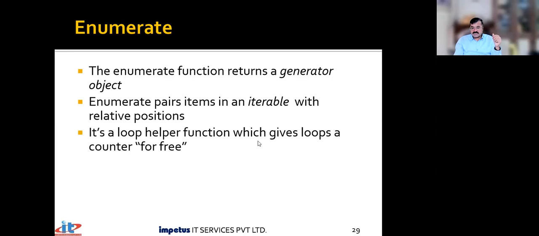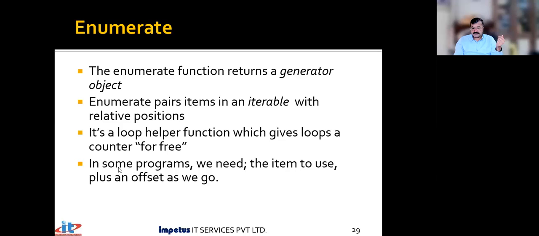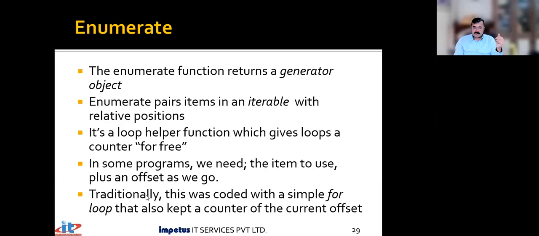It's a loop helper function that gives a loop a counter for free. So I have to iterate over 5 elements inside a list, and I want to have a counter: first element, second element, third element, fourth element. So I can do it with enumerate, I'll get a counter for free. In some programs, we need the items plus an offset as we go. So we want to know the offset: first element, second element, third element. In that case, you do not take a counter or something. It will come automatically to you.